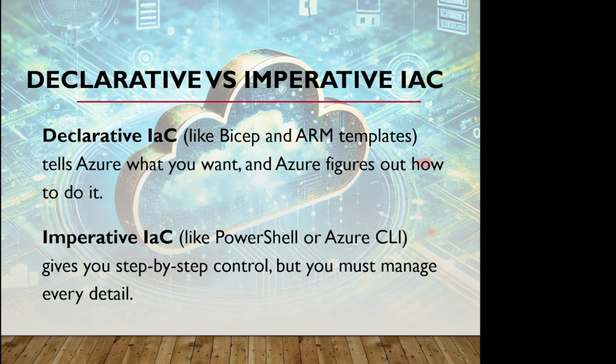Imperative, on the other hand, focuses on how to get there. You need to spell out every single step required to create and configure your resources. The key difference here is that declarative focuses on the results, while imperative focuses on the process. Declarative IaC is easier to use, maintain, and scale, which is why Azure prefers this approach.